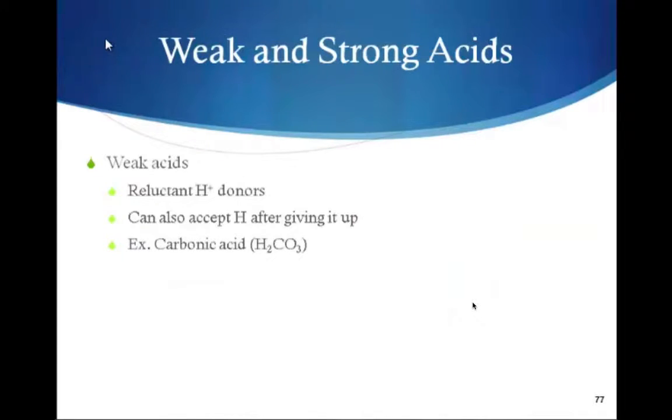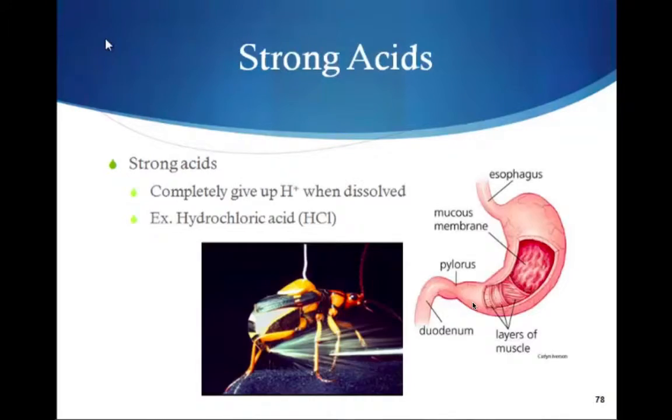Weak and strong acids, they are reluctant hydrogen donors. Okay, weak acids are reluctant. They still donate it, but not like strong acids. They can also accept hydrogens after giving them up. For example, carbonic acid, and this is a good example that we'll talk about later in buffering. But we'll come back to buffering in just a second. Let's talk about strong acids, though.